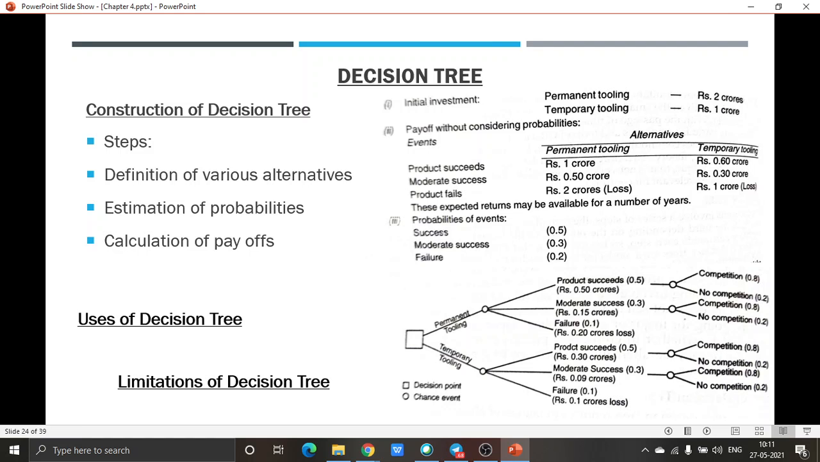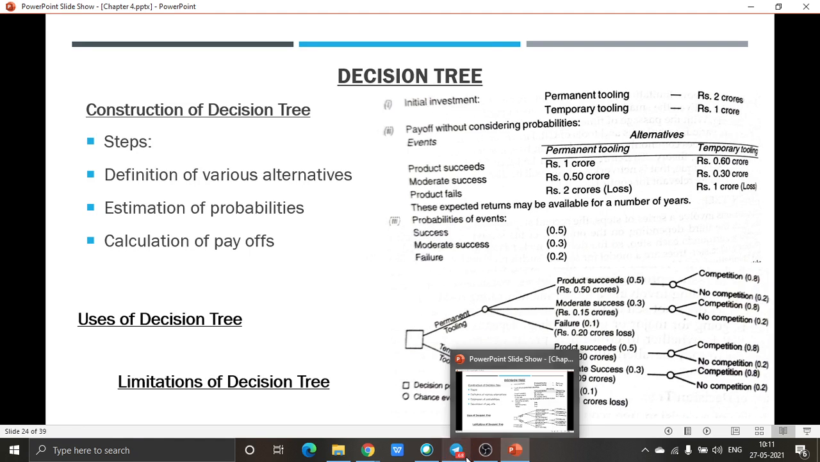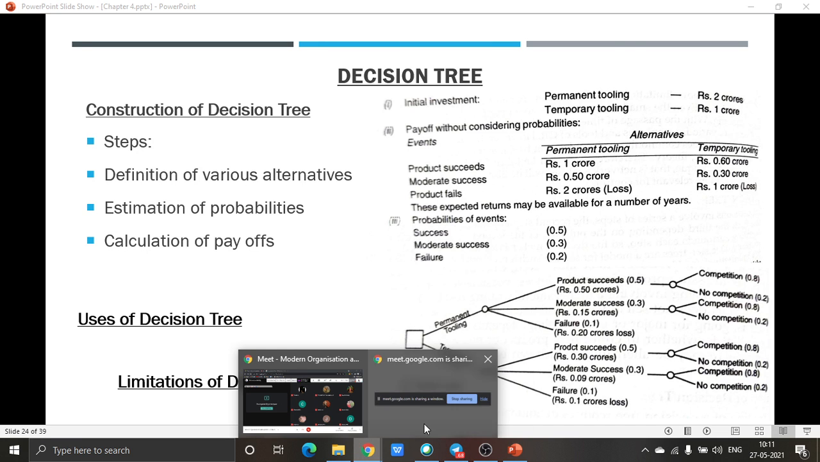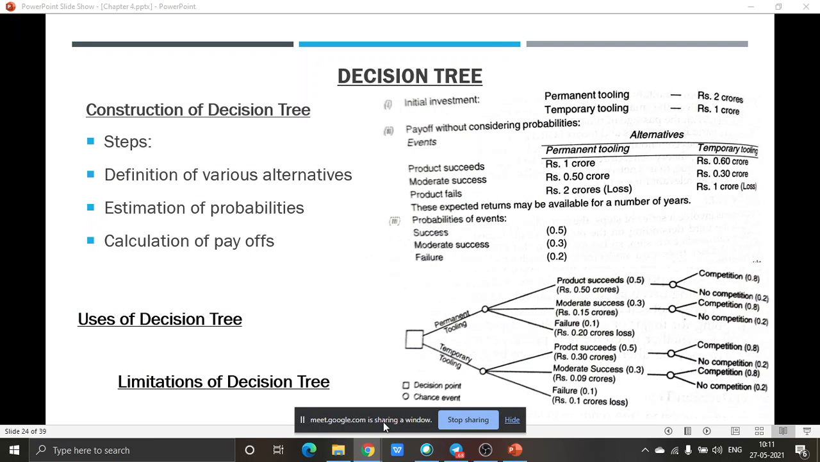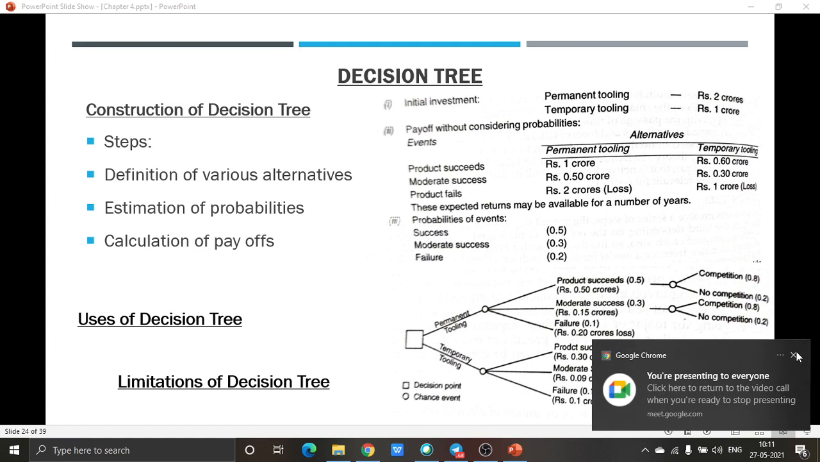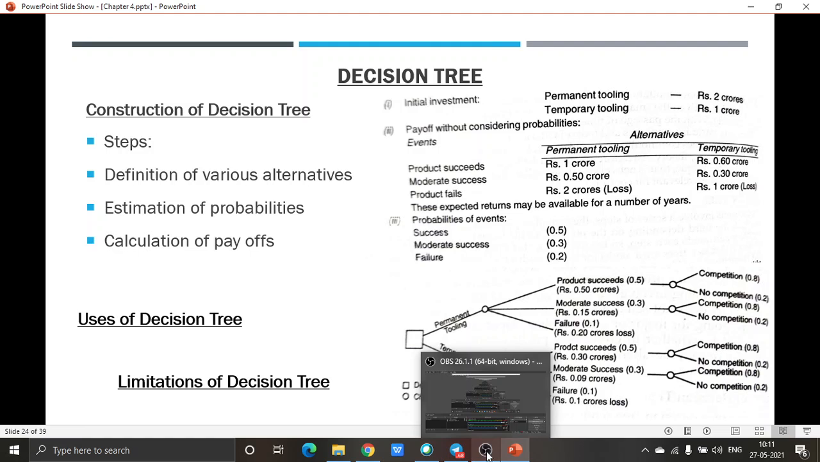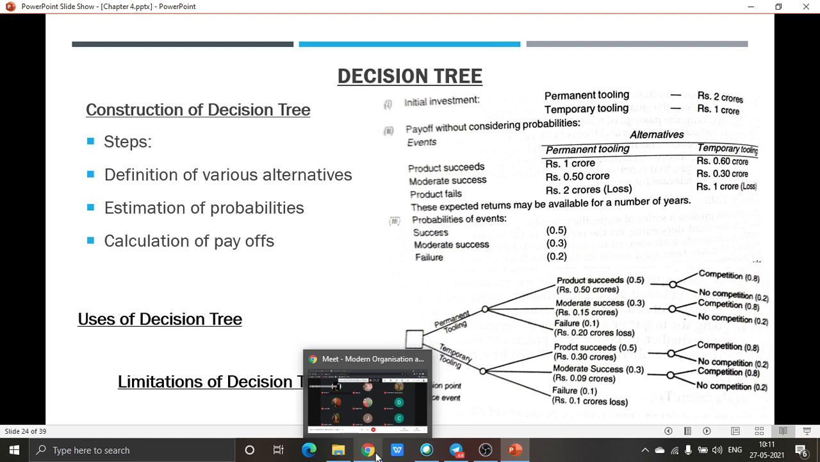But before starting decision tree, maybe you can take a break of a minute. Then we can start once again. Take a break of 30 seconds or a minute. Then we shall start with decision tree.